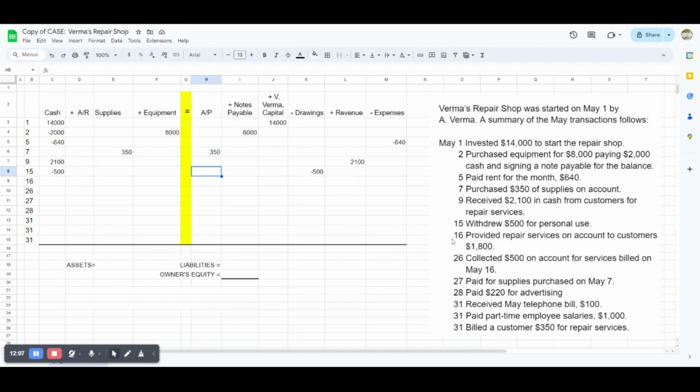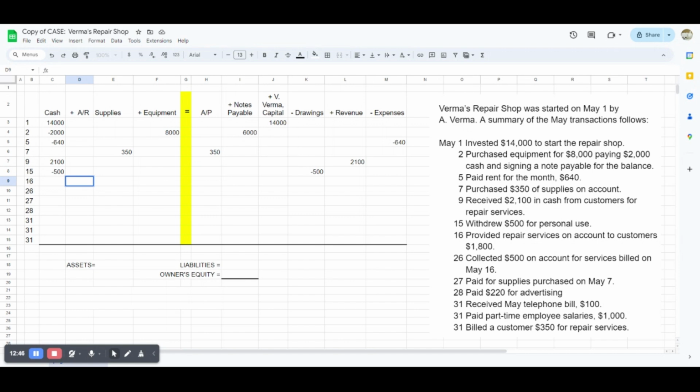On May 16th, provided repair services on account to customers, $1,800. Okay, so it says on account, but in this case, the customers are affected by this because the customers aren't paying you right away. They're going to pay you later. So whenever this happens, when the customer has to pay you later, it goes into the accounts receivable account.